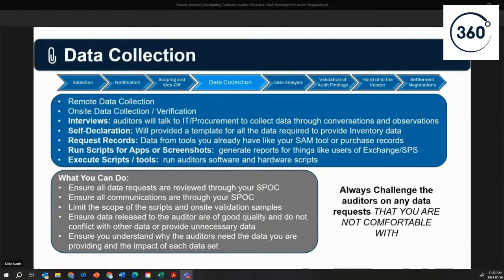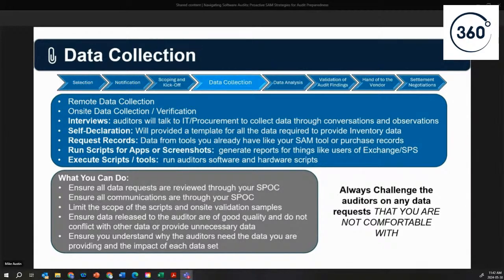But there are certain things, like I said, that you just can't get out of the tools, so you will have to run these scripts. What you want to do at this point in time is make sure that all data requests are reviewed through your SPOC. The data request from the auditor goes to the SPOC, and the SPOC goes internally and gets that data. It comes back to the SPOC, gets reviewed by the team, and then is pushed to the vendor. Make sure all of those communications go directly through that single point of contact, because you don't want them running around collecting various things that you don't know about, or somebody just sending them something that inadvertently could cause some problems.